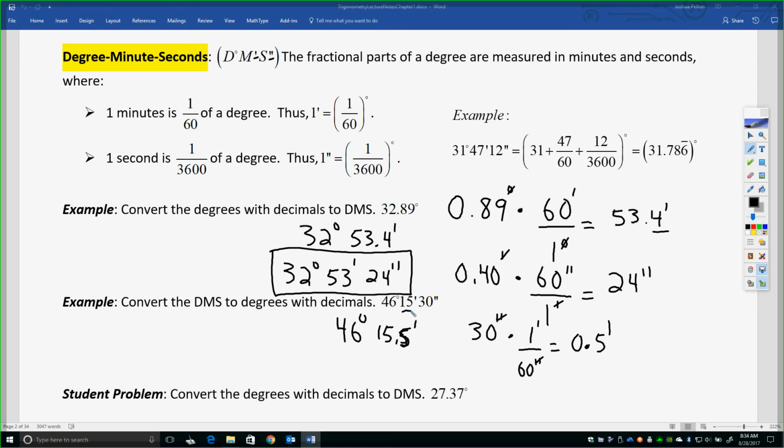Okay, so we'll take our minutes now, 15.5, and convert that to degrees. So we have 15.5 minutes, and multiply that by 1 degree is 60 minutes. And that'll give us 0.2583 repeating degrees. So therefore I have 46.2583 repeating degrees. Okay? Alright, take a second and pause the video and try the student problems for yourself.